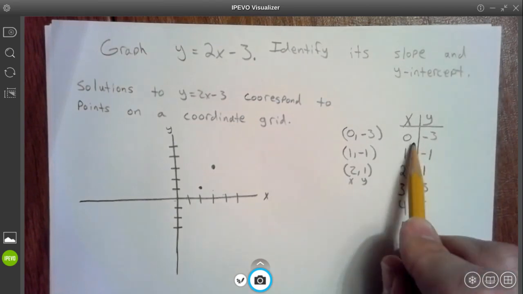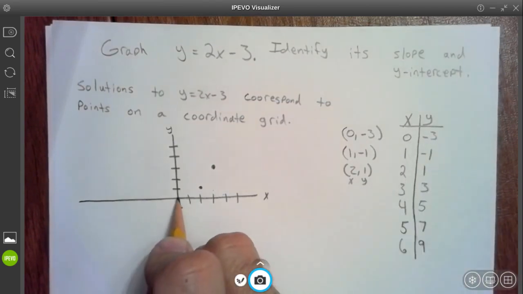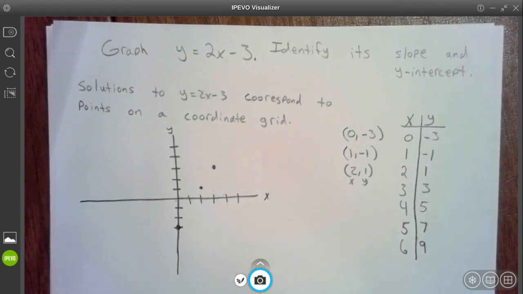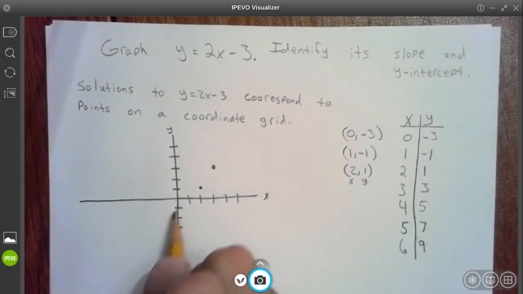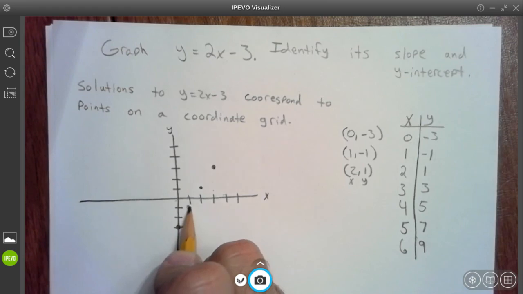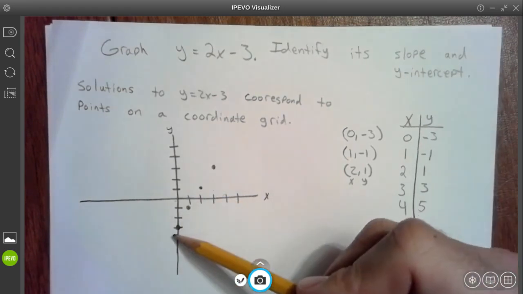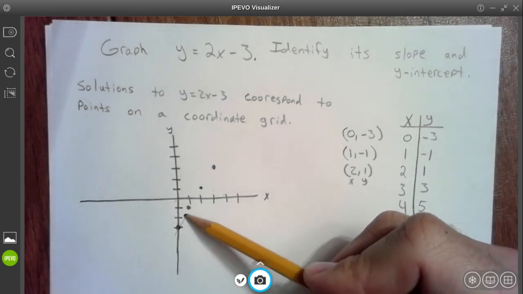0, negative 3 would be 0 to the left or right, and then down 3. And 1, negative 1: 1 over, down 1. And you see here all the points form a nice straight line, right?